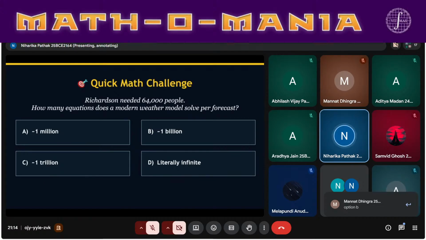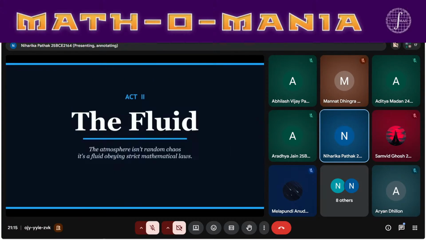Okay, so it actually is about 10 to the power of 12. 9 million 3D grid cells, 6 variables each, thousands of timestamps. That's what's happening every 6 hours on supercomputers around the world, just so your phone can tell you to bring an umbrella. Let's go to Act 2, which is the fluid.